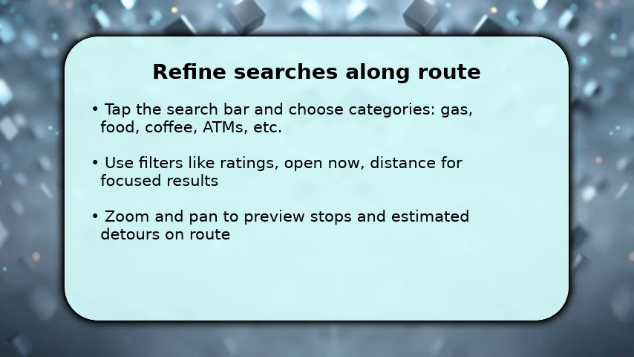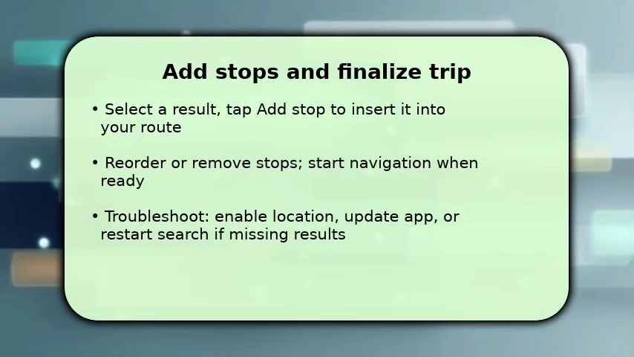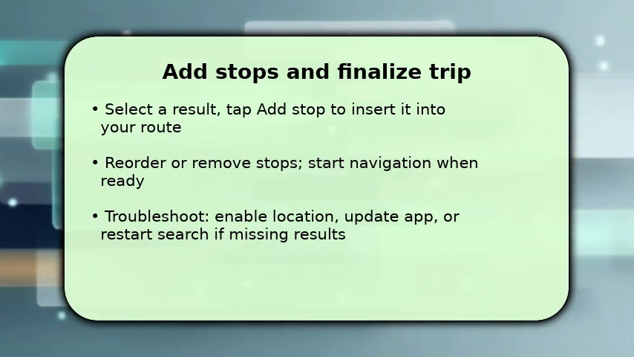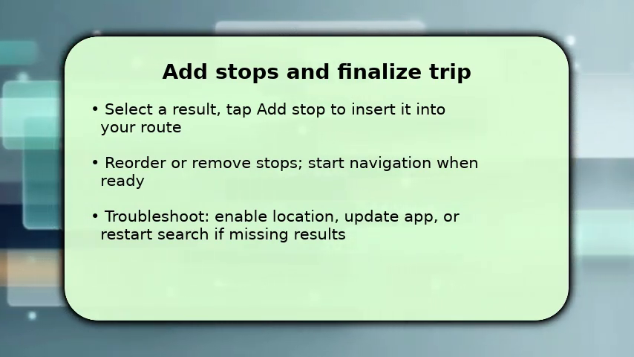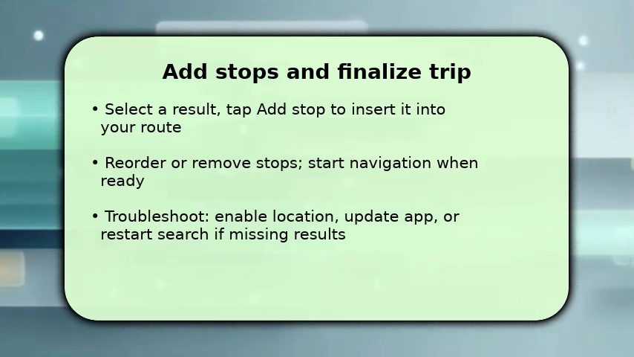When you find a suitable place along the route, tap it and choose Add Stop to insert it in order. Repeat for multiple stops. Once added, review the sequence, drag to reorder if needed, or remove any stop that creates a long detour. Then tap Start to begin navigation with stops included.